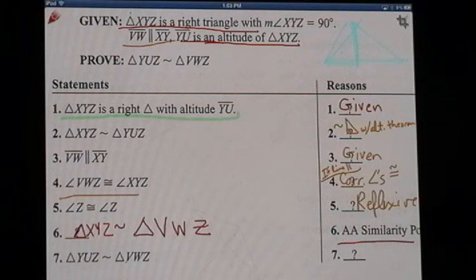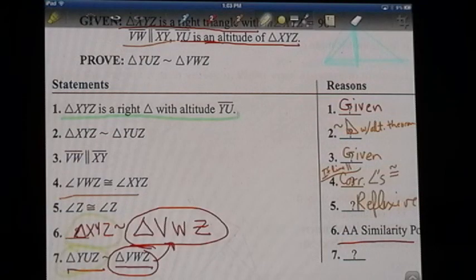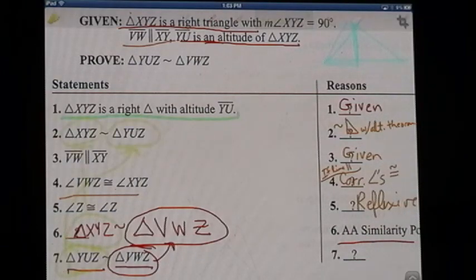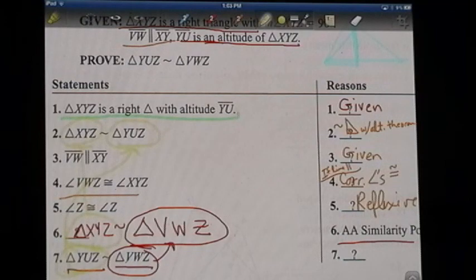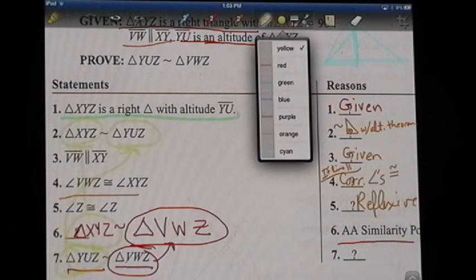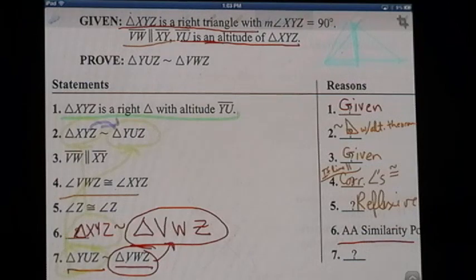All right, now we've got YUZ is similar to VWZ. Well, you always look at the step right ahead of you to figure that out. So this one looks like that. It's the same. Well, that makes me think, okay, what relationship do these have? When I go up here, I see that right there. So if this one is similar to this one, and this one is similar to this one, then this must be similar to that.